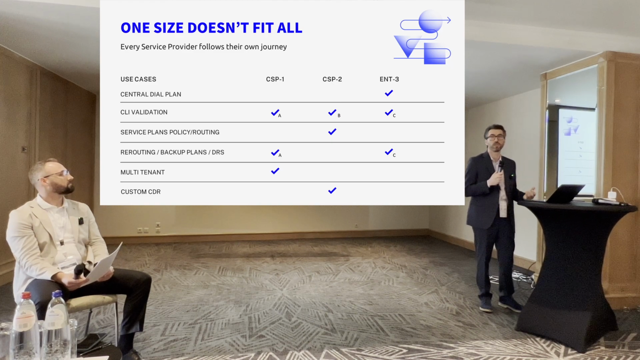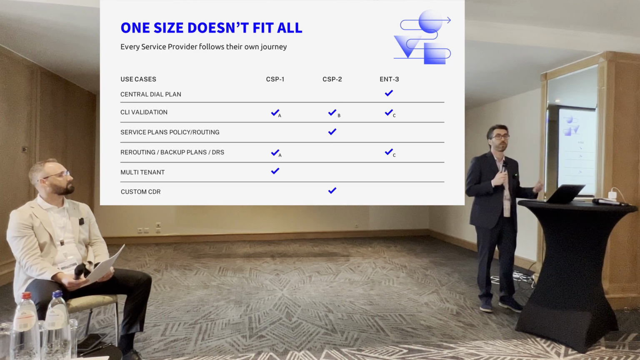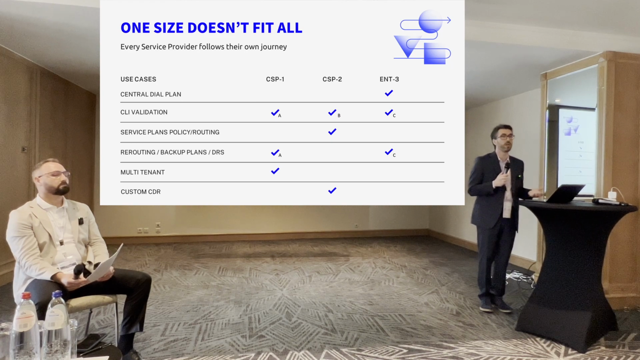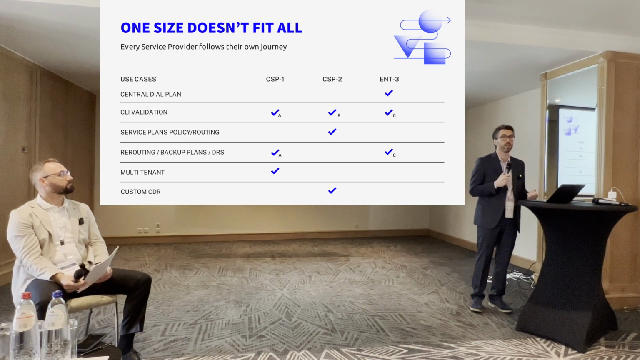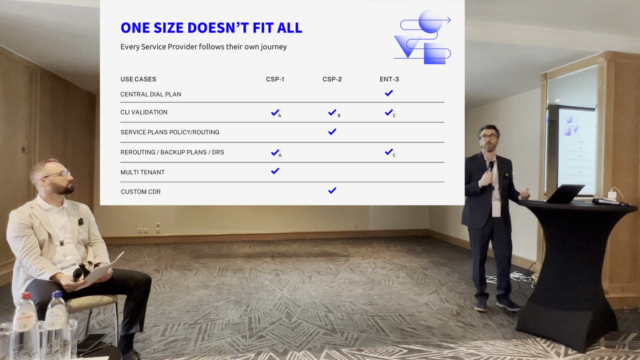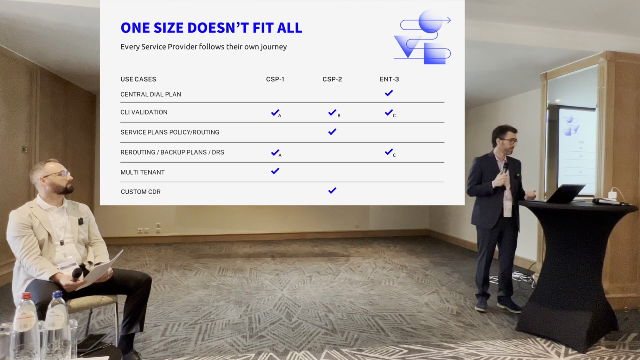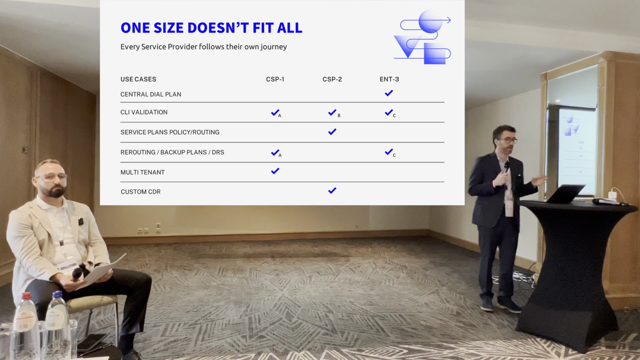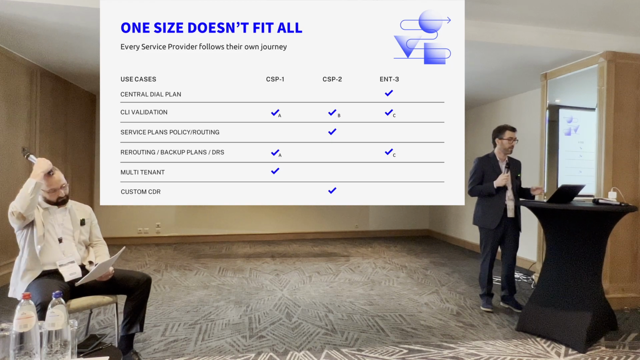Let me give an example for CLI validation. We have implementations where the provider says, whenever I get a call and that call doesn't have a P-Asserted-Identity with a valid number, I would just refuse the call, which is good. It's just a way of doing it. Other providers would say, if I don't get a valid CLI, I would just remap it to a pilot number that I know. So those are examples of how providers should keep some sort of flexibility in the way they define their logics.